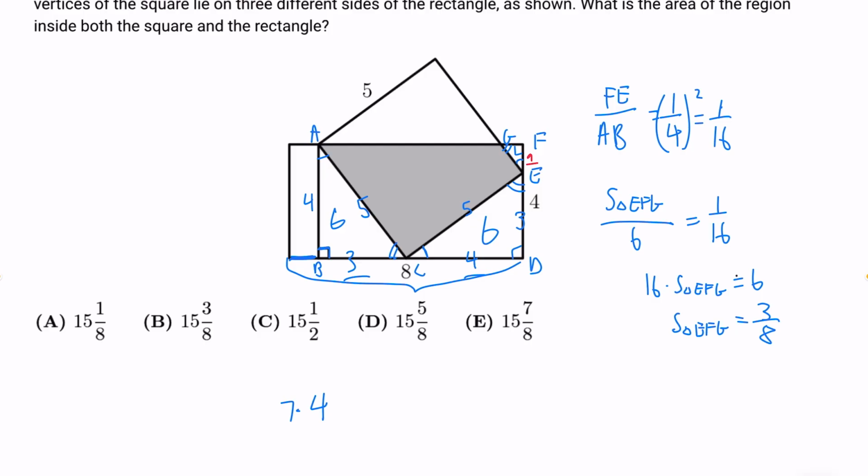And then the height, or the width, is still the same, 4. So 7 times 4 minus the area of the triangles, 6 plus 6 plus 3 over 8. Okay, and then quickly solving that, we get it to be equal to 15 and 5/8. So the answer is D.